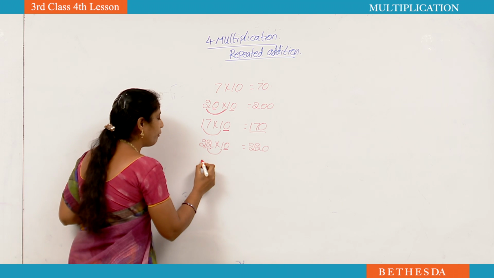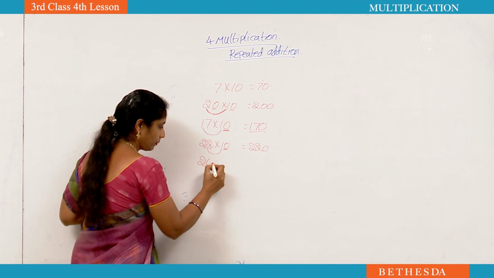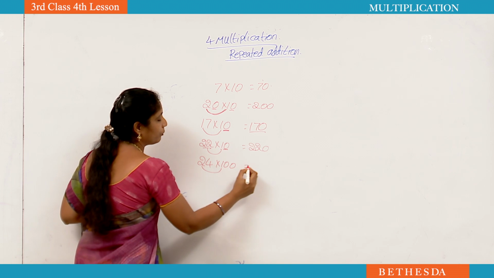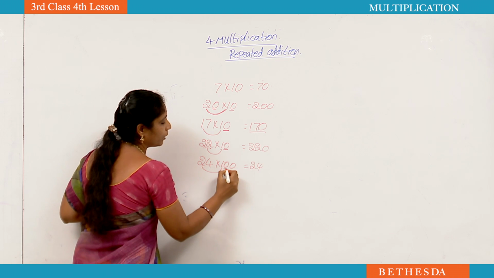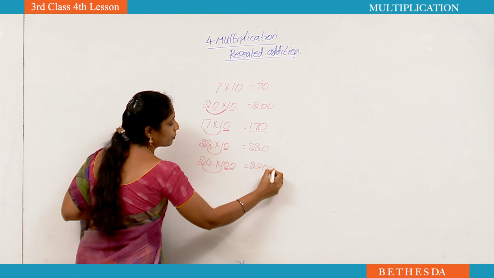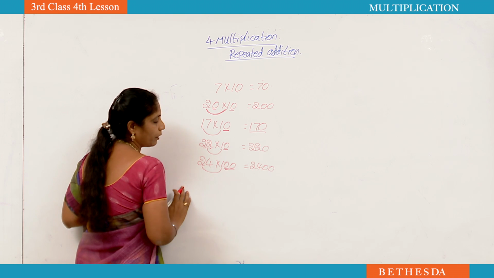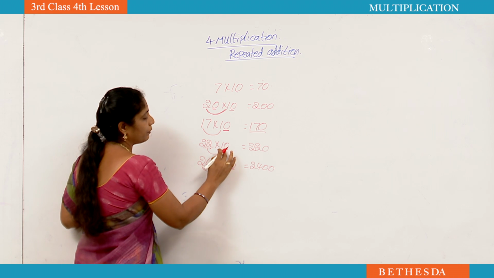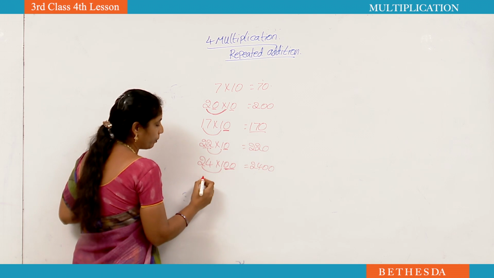If you multiply any number with 100, now see here, 24 ones are 24. Here 2 zeros are there, no? 2 zeros we have to write. Now 2400. Okay, teacher, with 100, with 10, with 1000, no problem, teacher.